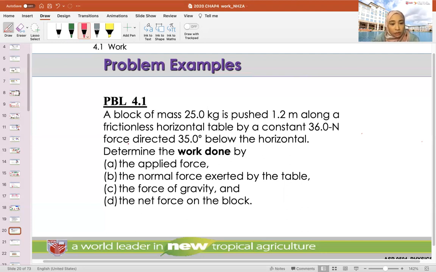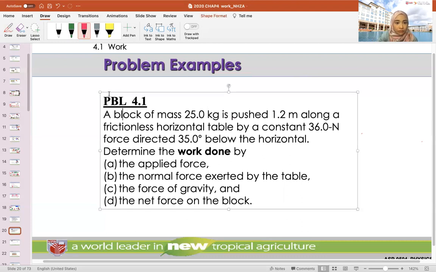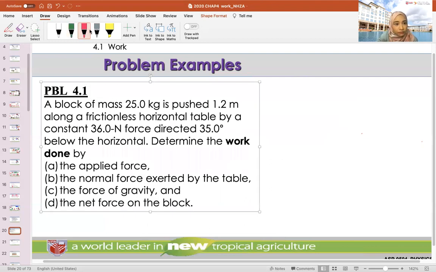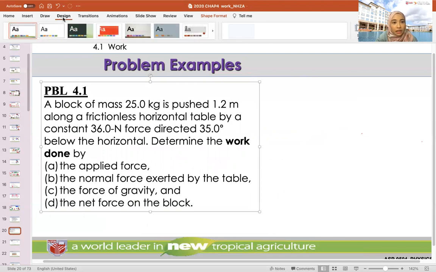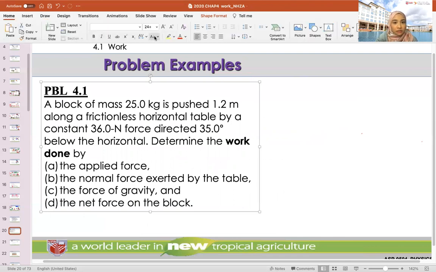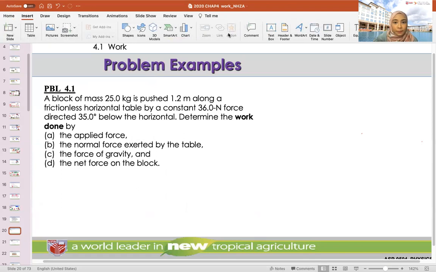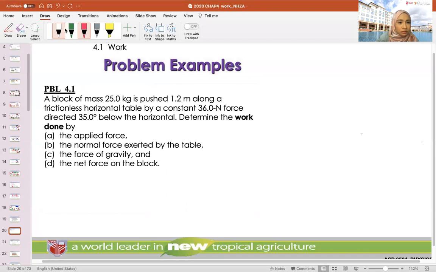Okay, sorry. So a block of mass 25 kilogram is pushed 1.2 meter along a frictionless horizontal table. So let's draw our table. They didn't tell me when I was doing engineering or physics that I had to be good at drawing. But now every day I have to draw. So you have to be good at drawing a bit too. Okay, fine, it's okay. Ugly drawings are okay too. Like me.